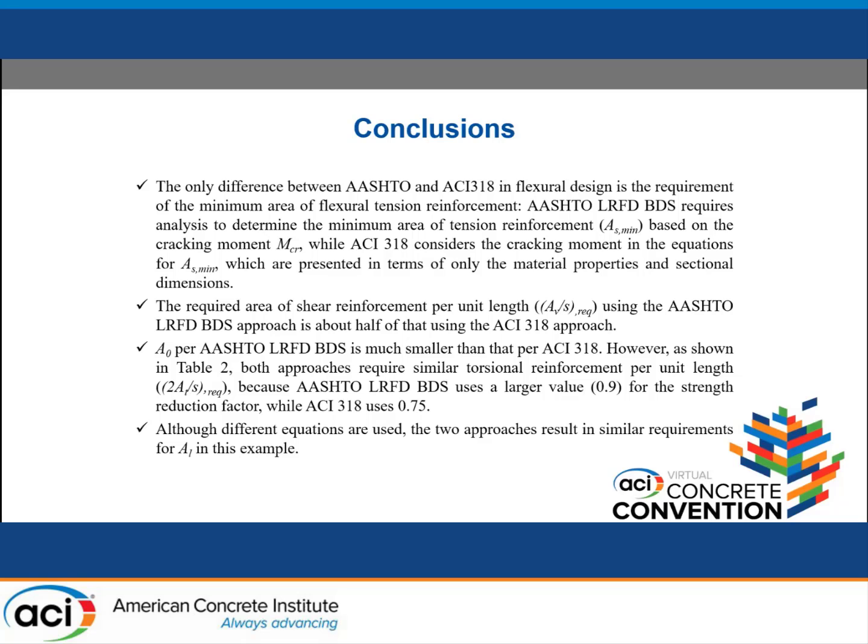So even though the AASHTO LRFD used a larger strength reduction factor, the transverse reinforcement required for torsion is pretty much the same as in ACI 318. We also found that different equations are used to determine the additional longitudinal reinforcement for torsion, and the two approaches will give you a very close design, at least in our example over here.